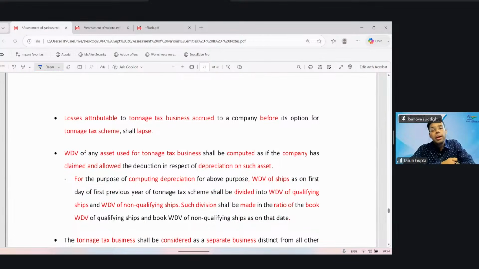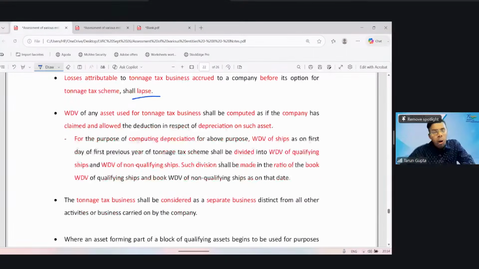And any losses attributable to this tonnage income, to this qualifying ship, any brought forward losses shall lapse. If the company has a qualifying ship and a non-qualifying ship, then the income from the qualifying ship can be taxed under the scheme, but income from the non-qualifying ship shall be taxed under the normal provisions of the Act. And for this, you have to bifurcate the WDV.